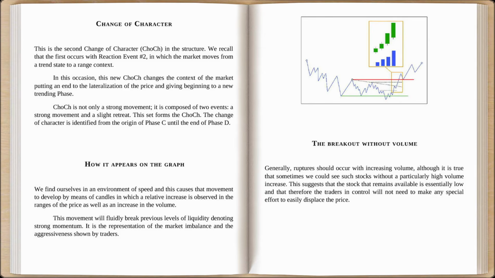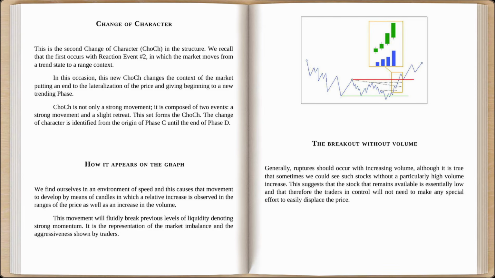Change of character. This is the second change of character, CHoCH, in the structure. We recall that the first occurs with reaction event number 2, in which the market moves from a trend state to a range context. On this occasion, this new CHoCH changes the context of the market, putting an end to the lateralization of the price and giving beginning to a new trending phase.